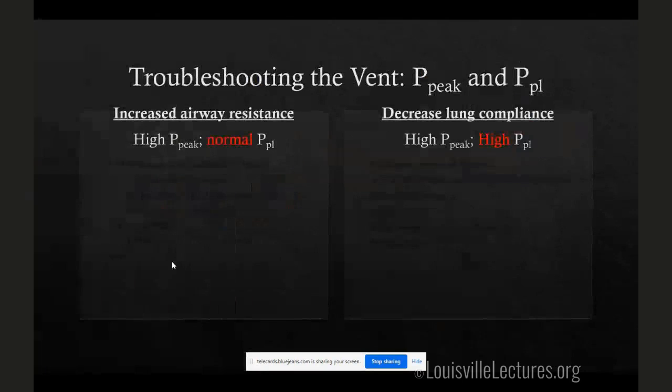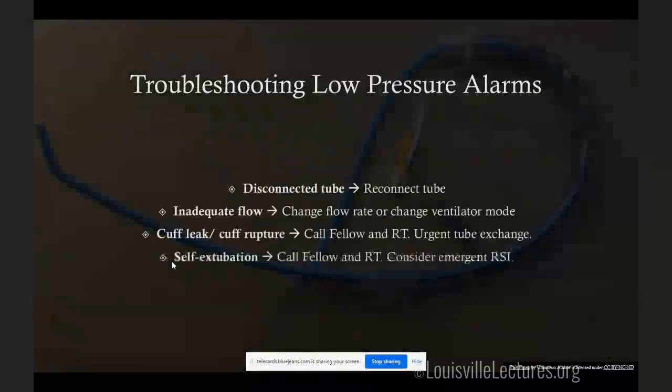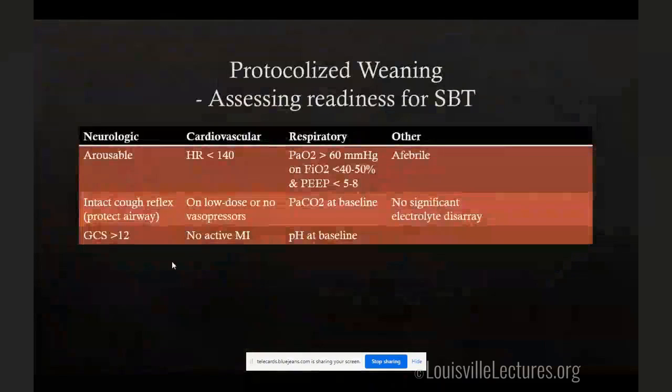The weaning. Yeah, the weaning. It's just one more teaching point, then we'll let you guys go and get back to rounds here.